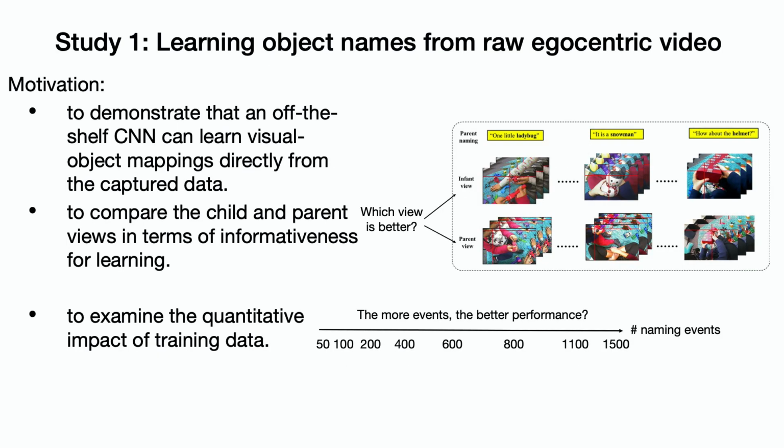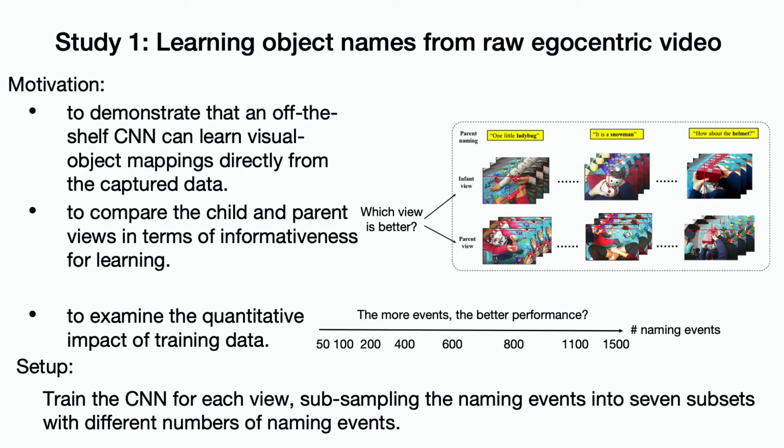The first study has multiple motivations. The first motivation is to demonstrate that our off-the-shelf CNN can learn visual object mapping directly from the captured data. The second motivation is to compare the child and parent views and then decide which view is better. The third motivation is to investigate the quantitative impact of the training data, or specifically the number of naming events. To investigate these things, we train a CNN for each view, and then we also subsample the naming events into 7 different subsets with different numbers of events.